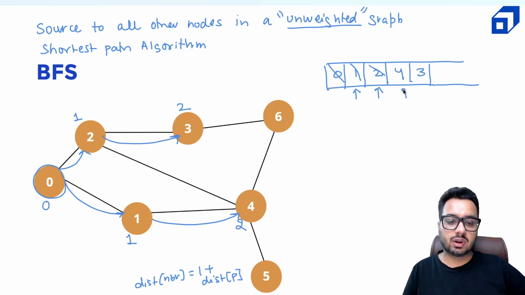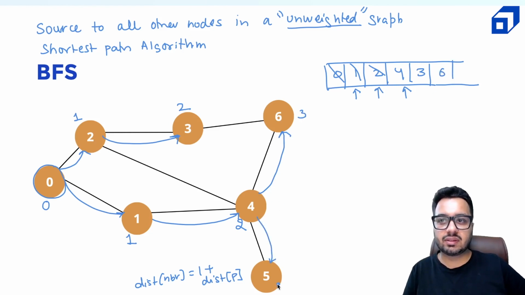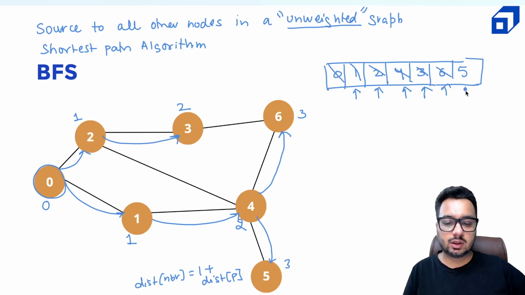Next we will pop out 4, and 4 can now update its children. 4's child is 6, so this distance is 3, so you push 6, and 4 can also update 5, so you can push 5. Next you can pop out 3. Now 3 will try to visit 6, but 6 is already visited, so you don't do any work. Then you pop out 6, and there are no neighbors of 6 which are not visited. Then you pop out 5, and there are no neighbors of 5 which are not visited.